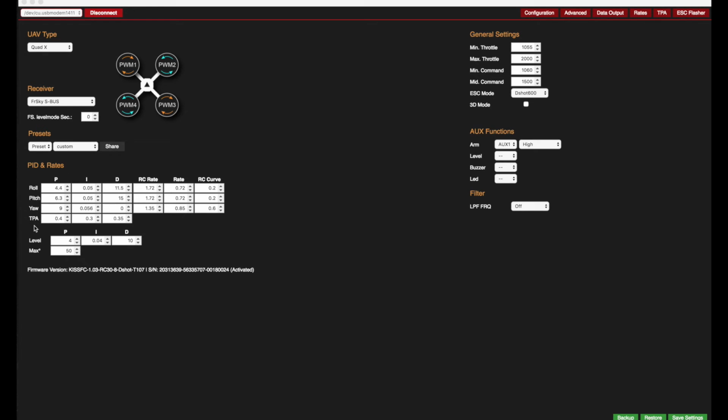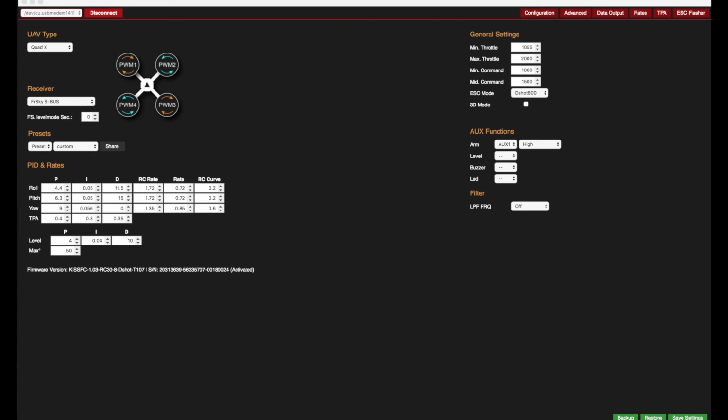Also, you want to pay attention to TPA. At face value, these PID values might be high, but you also have to factor in the TPA values that kind of minimize those values after it reaches a certain point. So those are the PID values I've set right there that provide me that feel. Next, just talk about RC rate and RC curve.